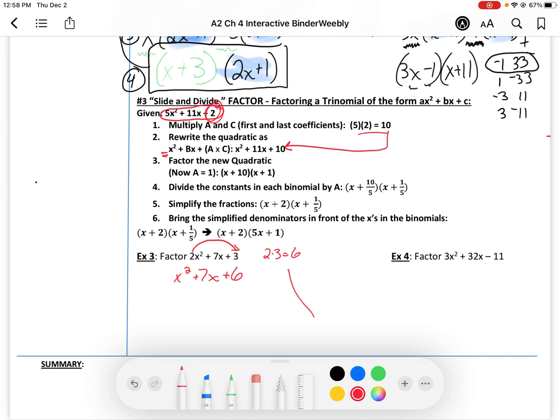And now you factor this polynomial. Numbers that multiply to 6 and add to 7. So that's 1 and 6. And you write this out: x plus 1 times x plus 6.